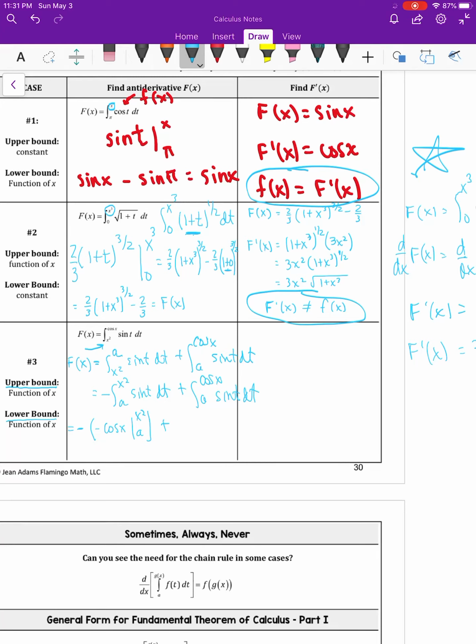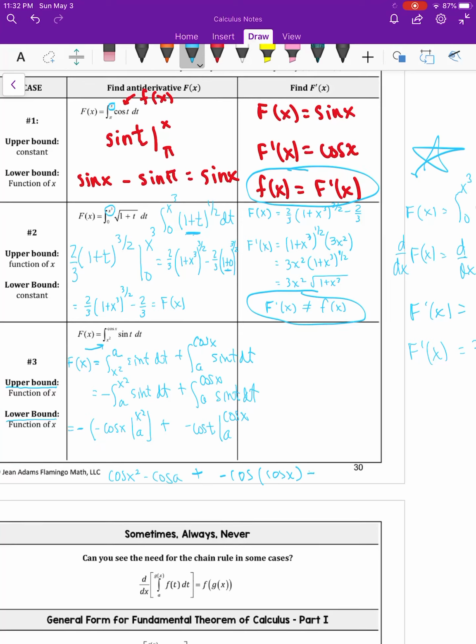So what would be the integral? What can I take the derivative of that will give me sine? That should be negative cosine from a to x squared. And then, again, negative cosine from a to cosine x. So minus a minus gives me a positive cosine. I would say cosine of x squared minus cosine a, using the fundamental theorem of calculus.